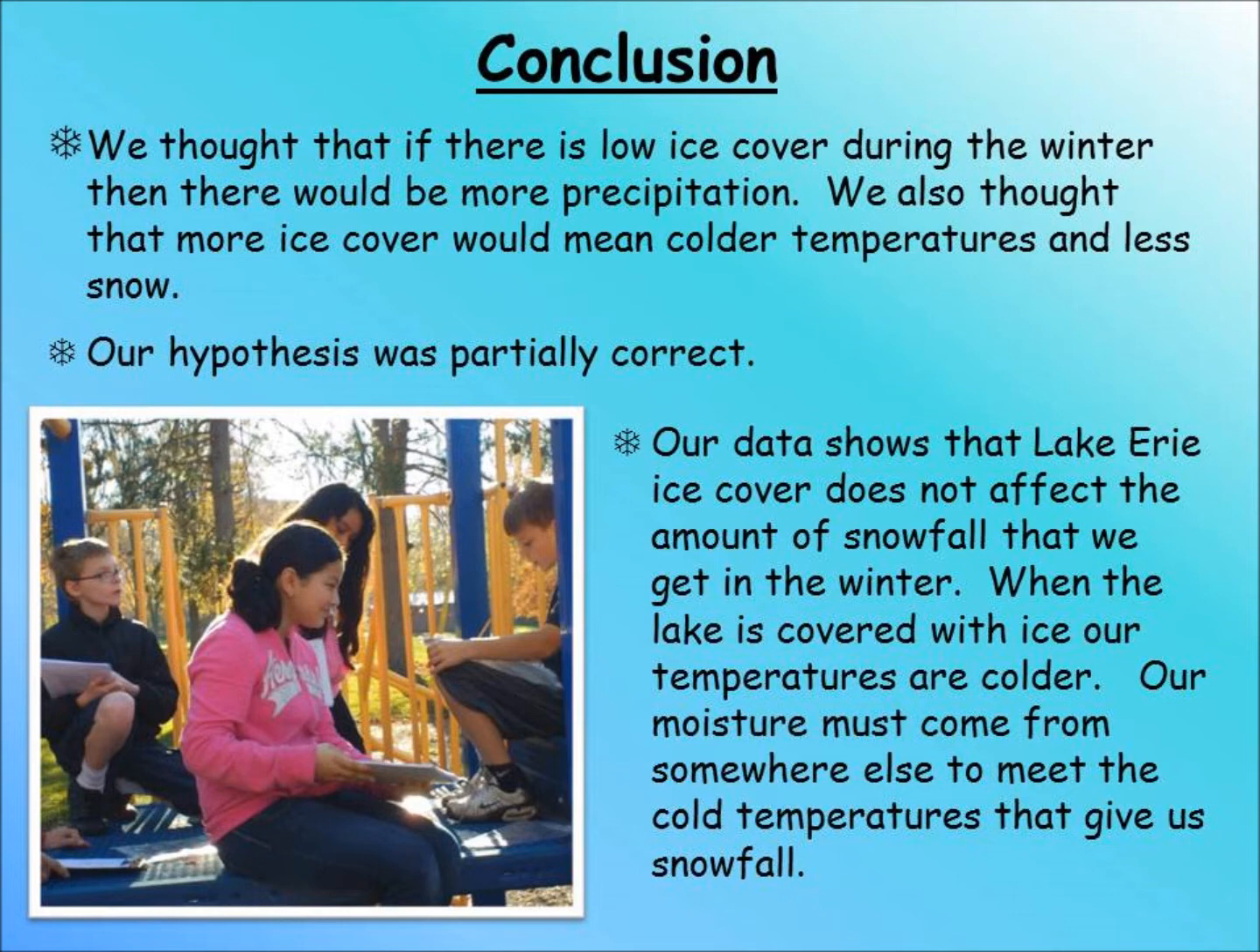Our hypothesis was not totally correct. Our data shows that when there was more ice cover on Lake Erie, there was more snowfall that year in our town. When there was less ice cover, there was less snowfall. Lake Erie does not affect the amount of snowfall that we get in the winter. When the lake is covered with ice, our temperatures are colder. Our moisture must come from somewhere else to meet the cold temperatures that give us snowfall.